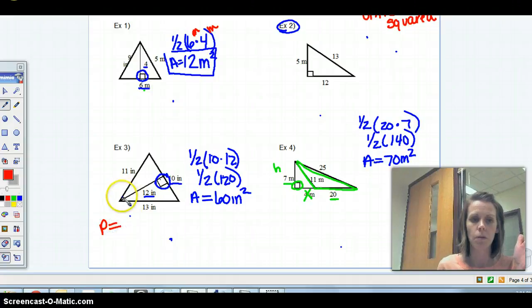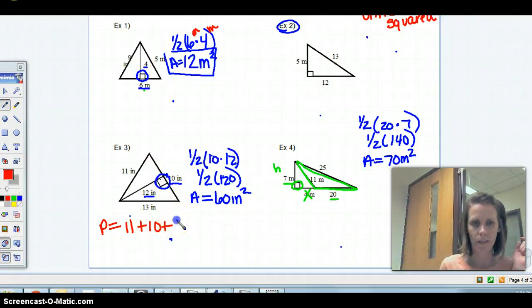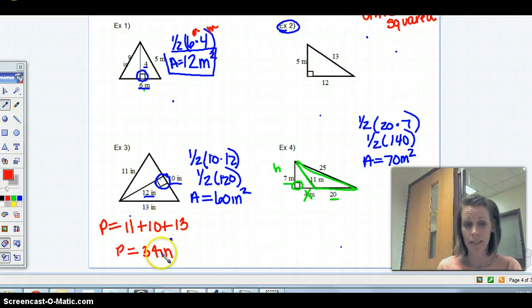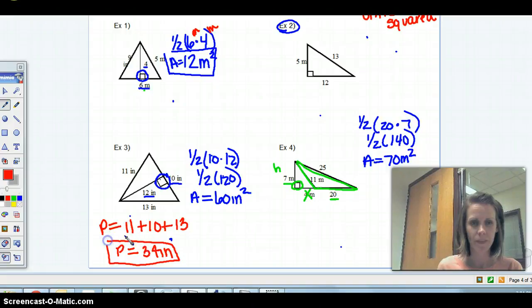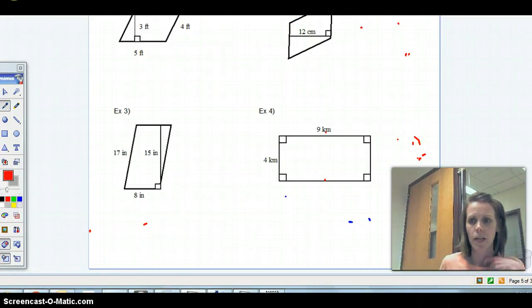So the perimeter of this shape would be 11 plus, keep walking, 10 plus, keep walking, 13. So if I add those all up, I would get 34, yep, 34 inches, and it's not square because it's not area. The distance you were walking was just 34 inches, okay? Cool. Let's try our second shape, which is on the back side.